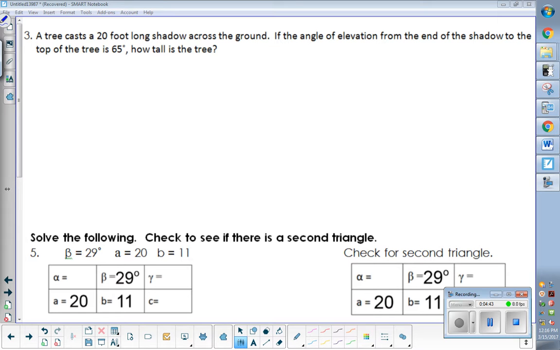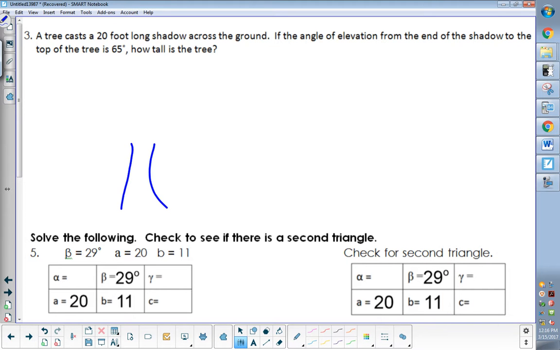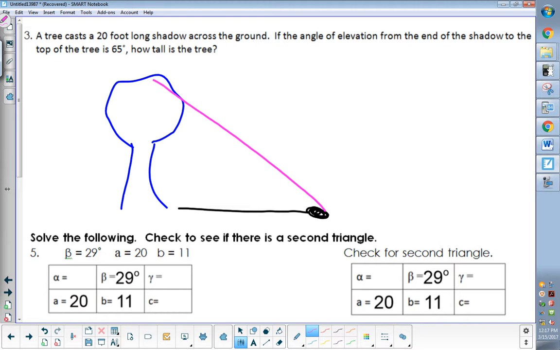Number 3 says a tree casts a 20-foot long shadow. So I'm going to draw a tree. It casts a 20-foot long shadow. So there's my shadow. Obviously I'm going to draw a third line here to make my triangle from here to there. If the angle of elevation from the end of the shadow to the top of the tree is 65 degrees, how tall is the tree? So ultimately, I'm searching for the height of the tree. This is my x. That's what I'm looking for.